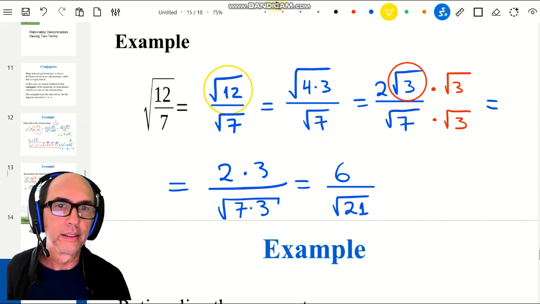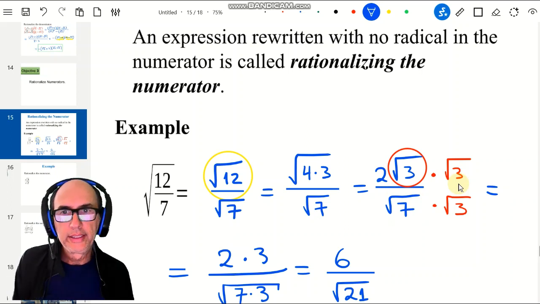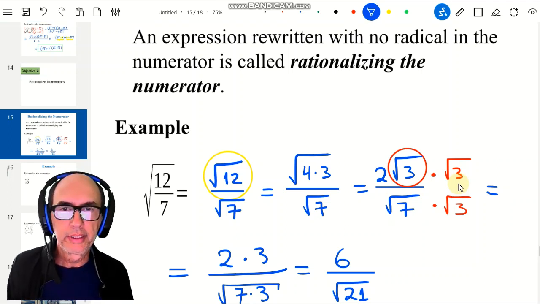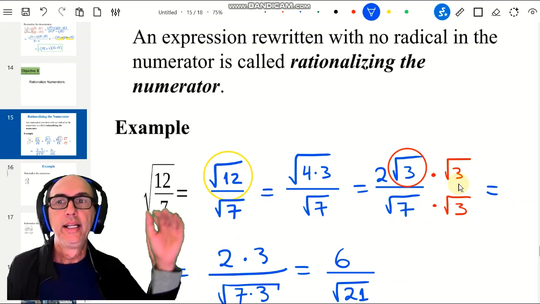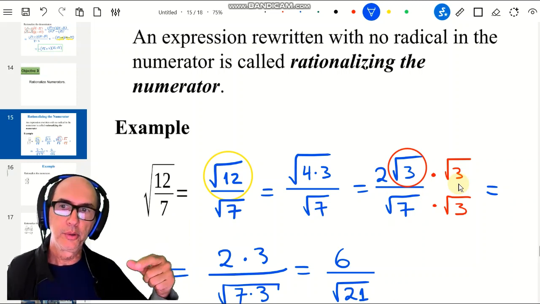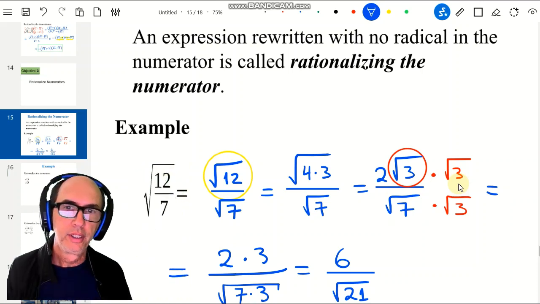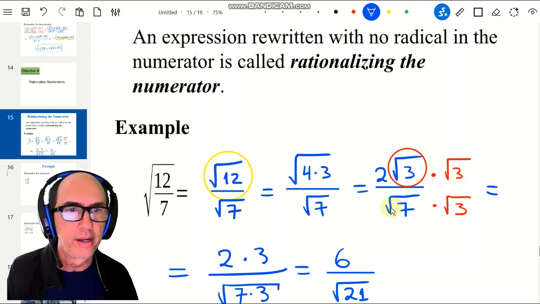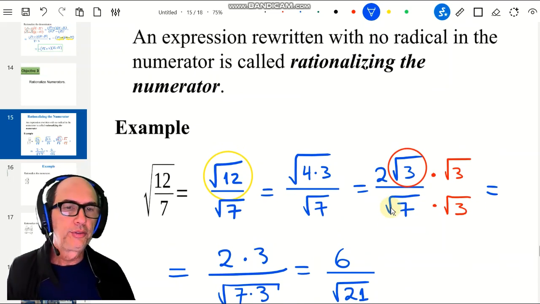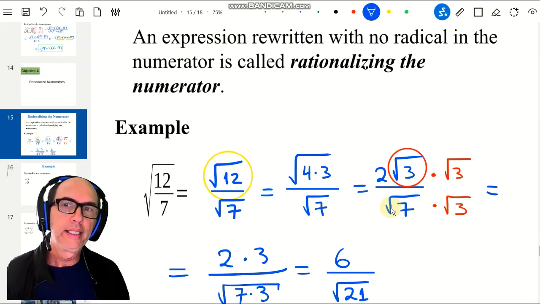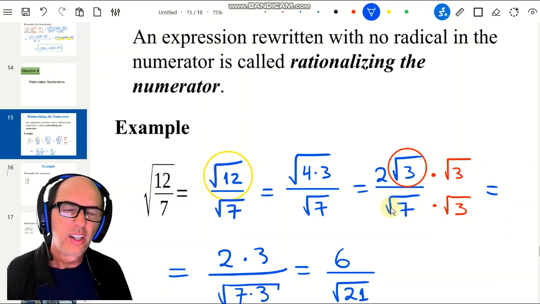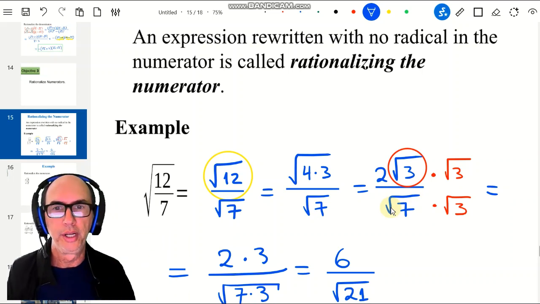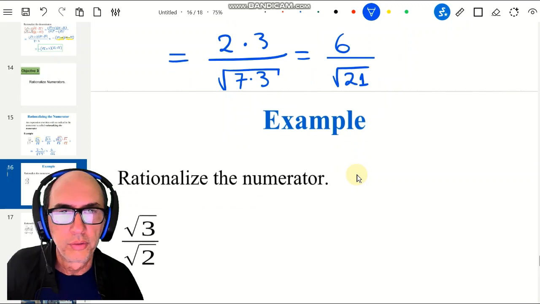That's the final answer. As you can see, rationalizing the numerator is the same method, the same step-by-step as rationalizing the denominator. The only difference is that you're going to be working with the top of the fraction and not the bottom of the fraction. And to be honest, it's much more common to find questions asking you to rationalize the denominator. It's not usual to ask you to rationalize the numerator. But you know how to work it out.